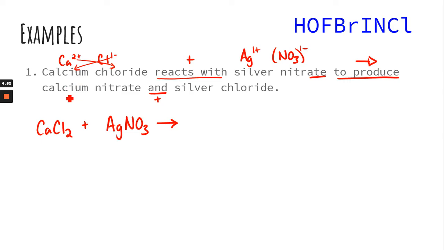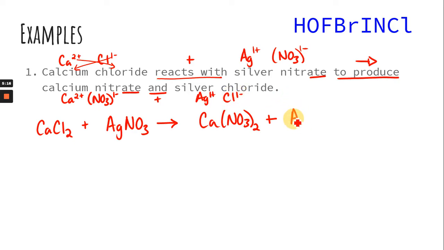And then I have calcium. It's still in group 2, so it has a charge of +2. Nitrate on page 7 is still NO3 1 minus, so I cross my charges, Ca(NO3)2, and silver is Ag with a +1 charge, and then chloride is still Cl with a -1 charge, so that would be AgCl.